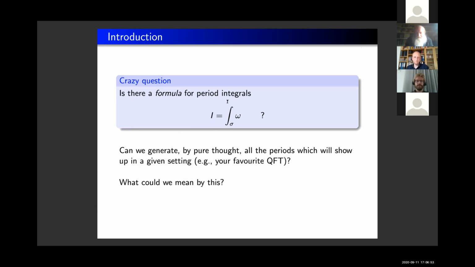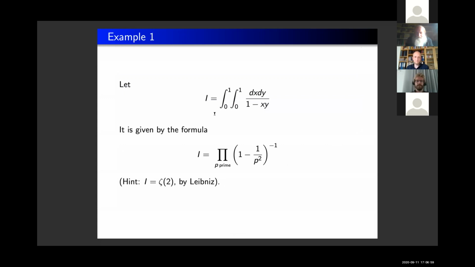Okay, so what possible sort of answer to this question could make any sense at all? So let me begin with a very classical example. Here's a period integral, everything is very algebraic, from 0 to 1 of this 2-form. And it has a formula which is given by the product over all primes of (1 minus 1 over p squared) inverse. So that's what I mean by a formula for this integral.